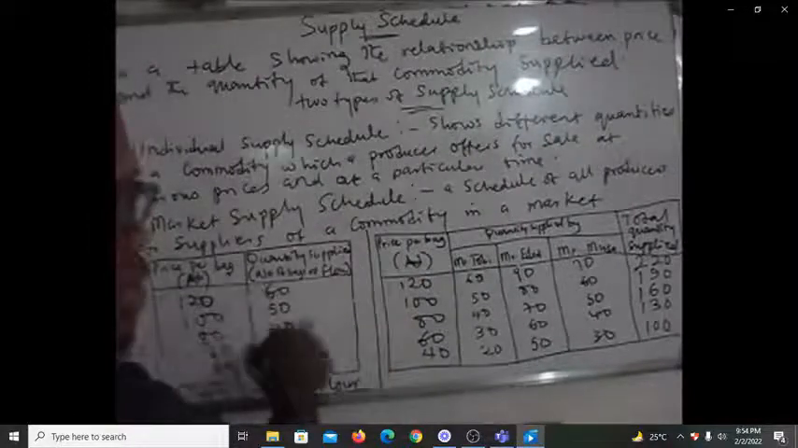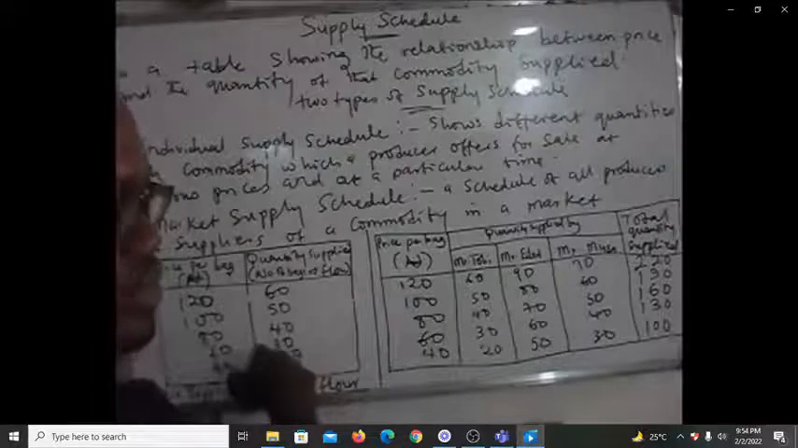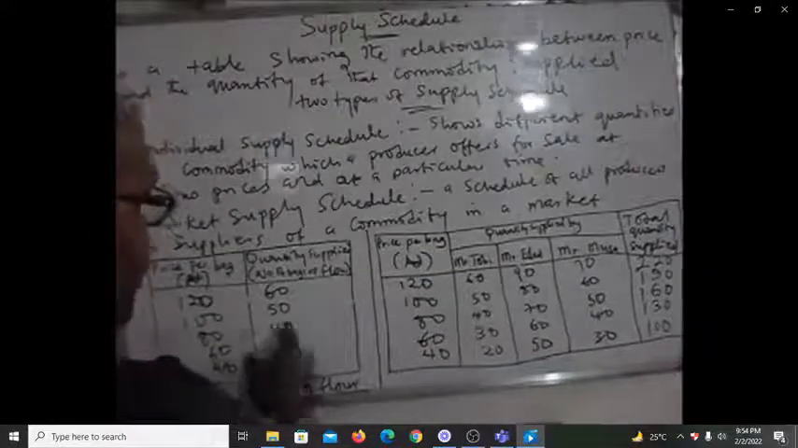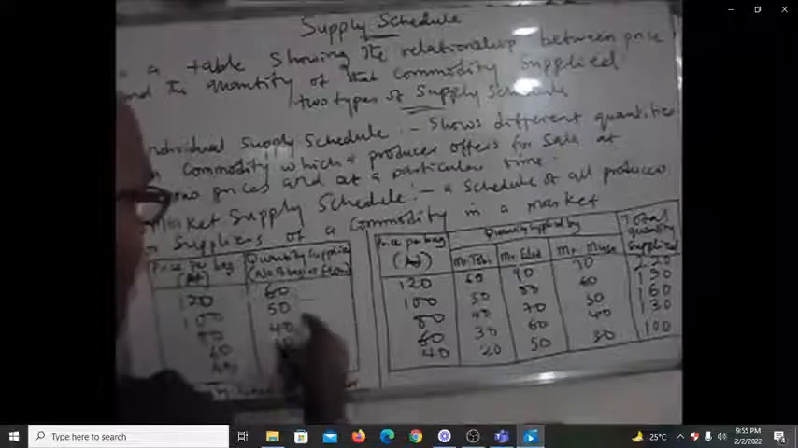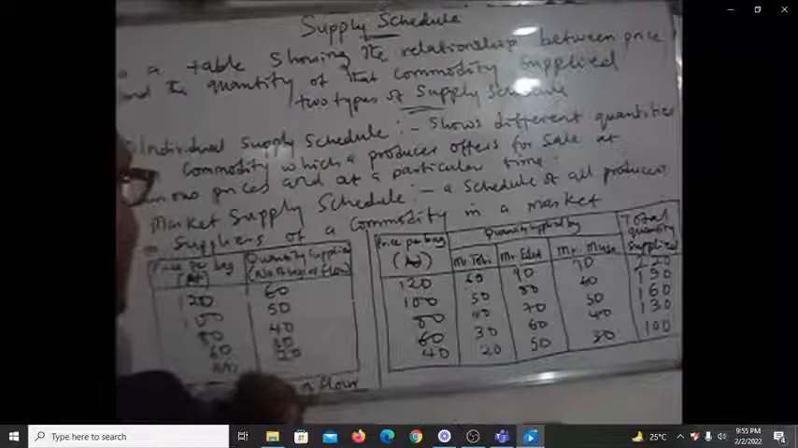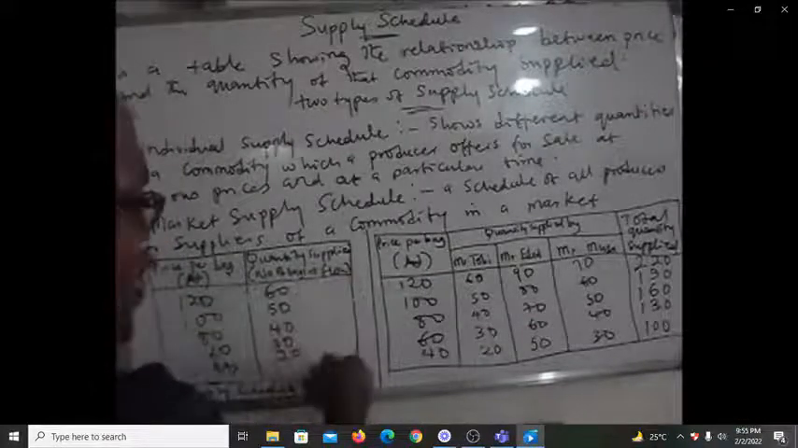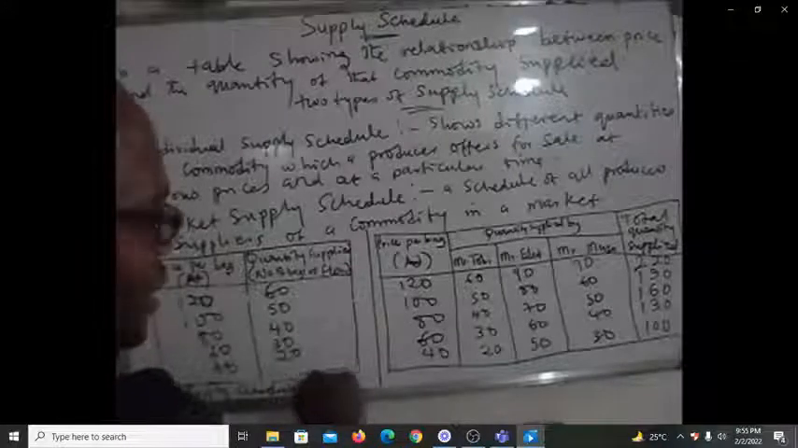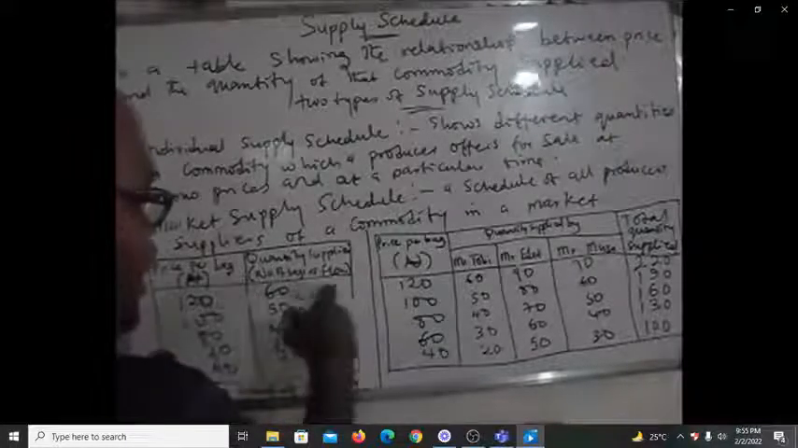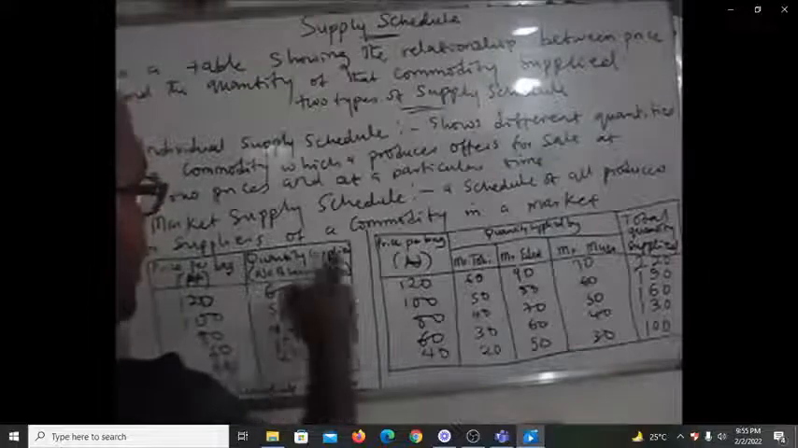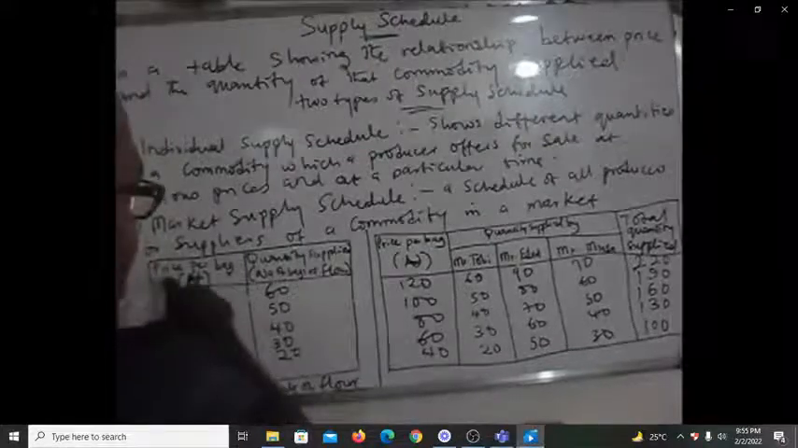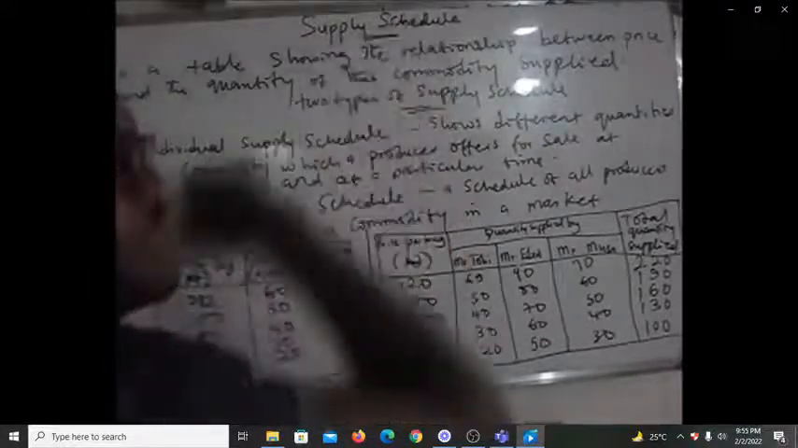Can you see this table? This is a supply schedule table. From this table, you can see that as the price decreases from 120 to 40, the quantity of bags of flour supplied decreases too, isn't it? And that is the law of supply. The law of supply says the lower the price, the lower the quantity supplied. Is that clear? So any table like this, showing you the relationship between the price of a particular commodity, in this case a bag of flour, and the quantity supplied, is known as supply schedule.